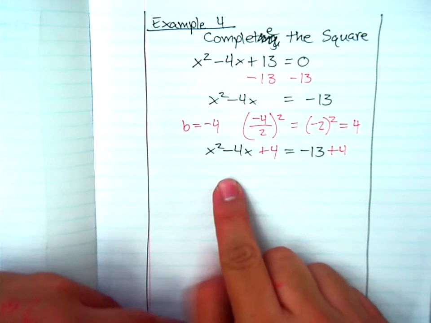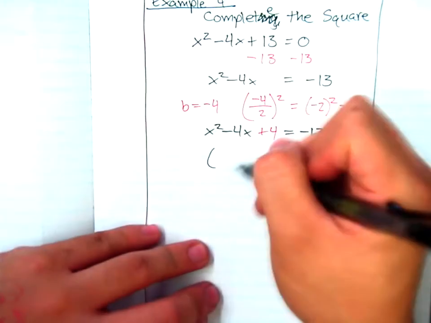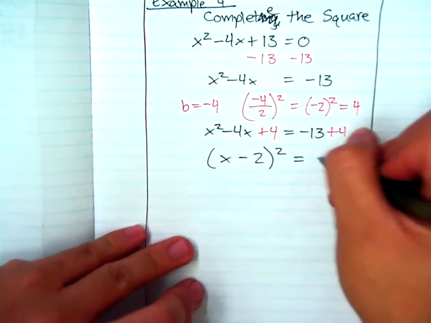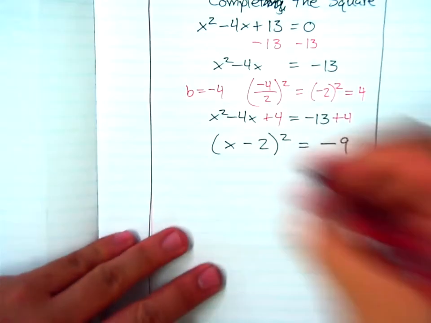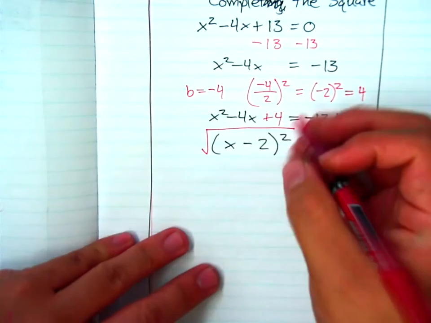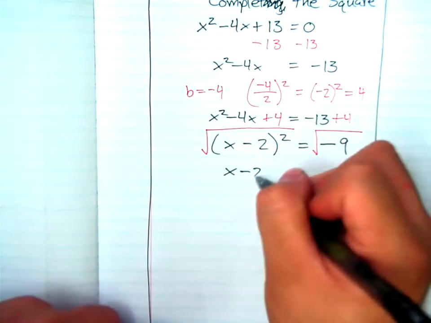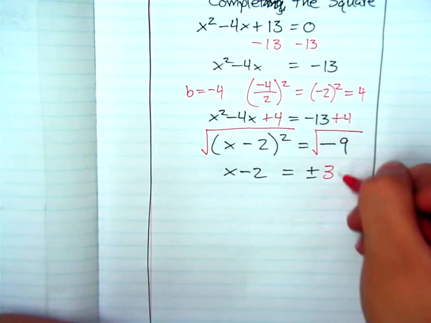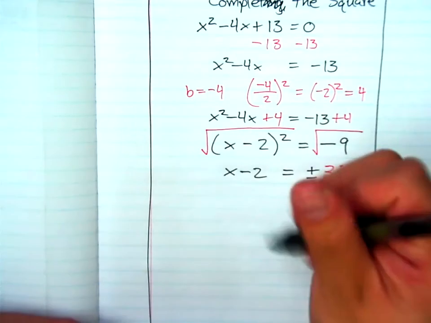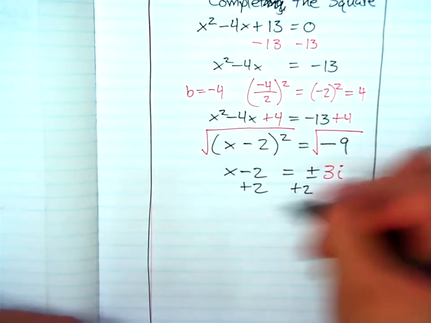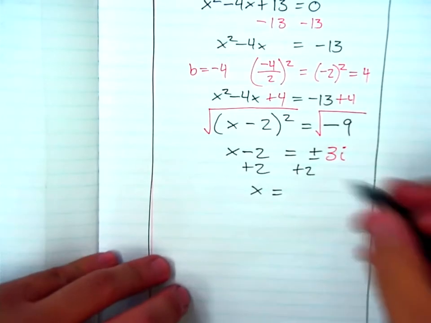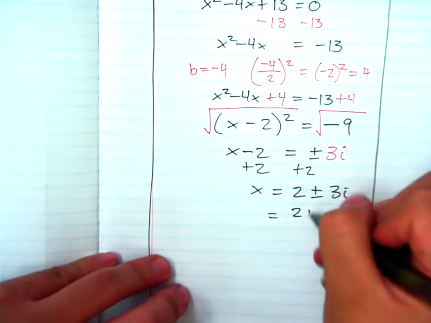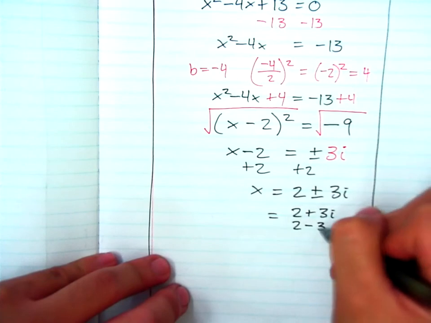Here, I'm going to go ahead and factor out some special products since I completed the square. x minus 2 squared equals negative 13 plus 4, which is negative 9. So once more, take the square root. I get x minus 2 equals plus or minus the square root of negative 9. By now we know it's 3i. Add the 2 to both sides. Let's finish it up first. x equals positive 2 plus or minus 3i. Split it up so we have standard form: 2 plus 3i and 2 minus 3i.